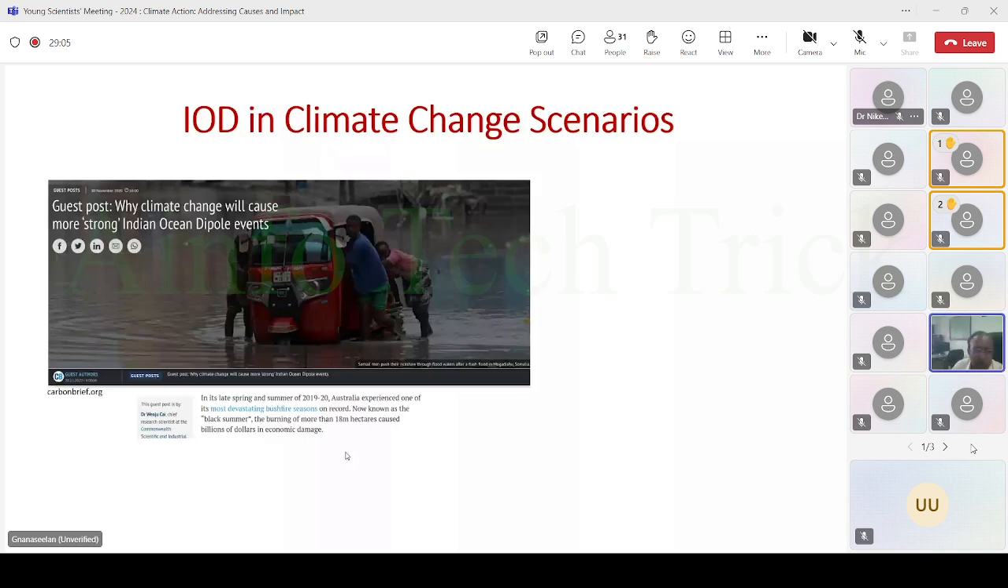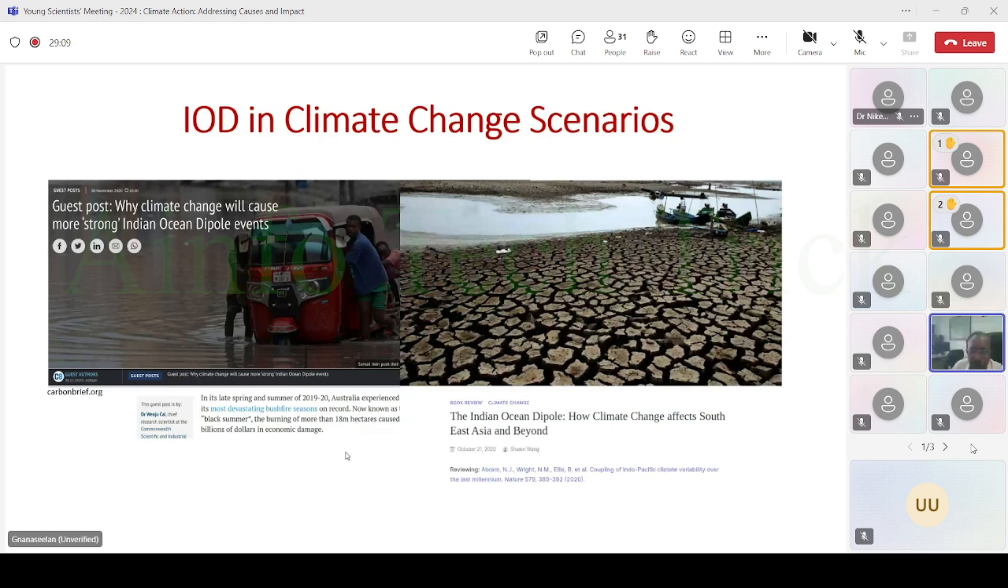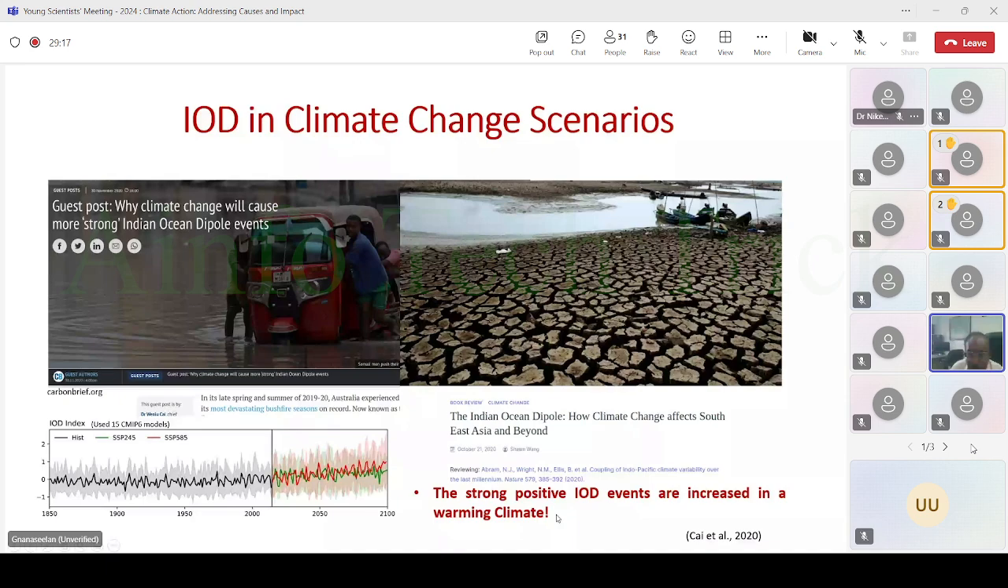You can see IOD in the climate change scenario. That's an important question: what will happen to the IOD when the globe is warming? The studies have found from the CMIP models that the strong positive IOD events increase in a warming climate. So that is very, very important.